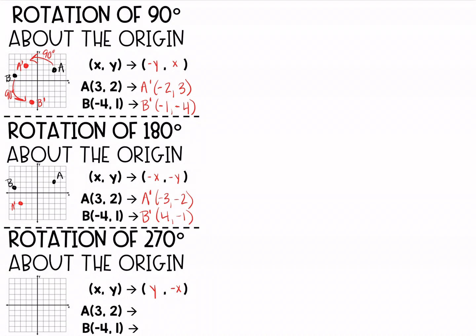So I'm going to graph 4, negative 1. So B prime is over here. And if you notice, that's the same thing as a reflection across the origin. You're literally taking it and rotating it 180 degrees.